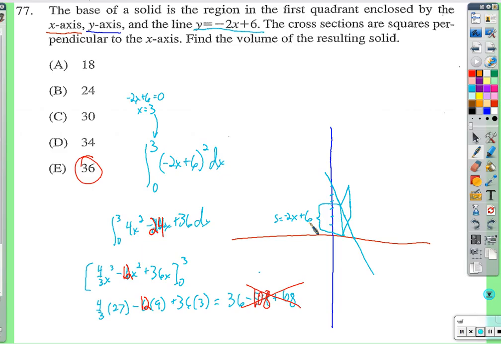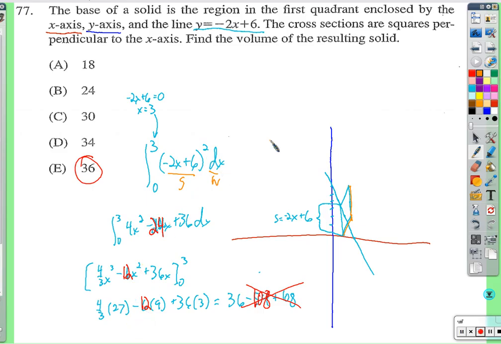So we have this function, negative 2x plus 6. That defines a side length. Then we square it to find the area of a square. Then we multiply it by the width of a little box. Right? And the definite integral is a summing function. It sums up these kinds of functions, all the y values of this kind of function. Now I can do this by hand.